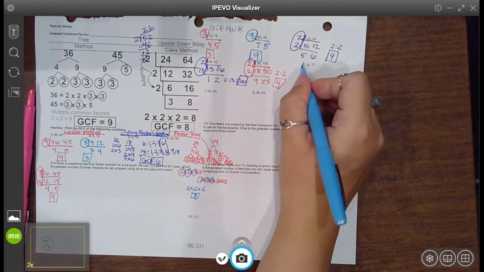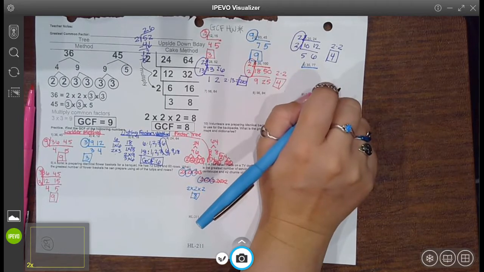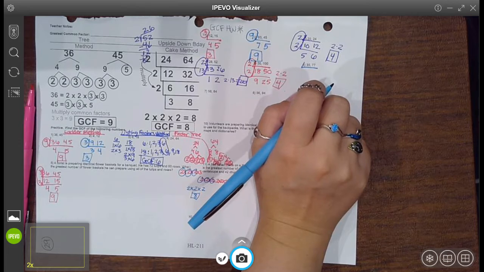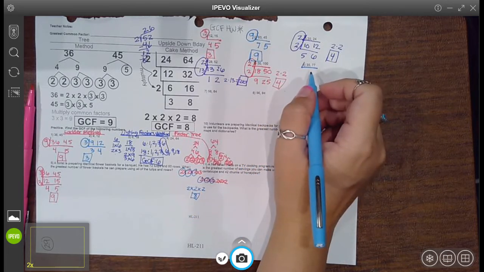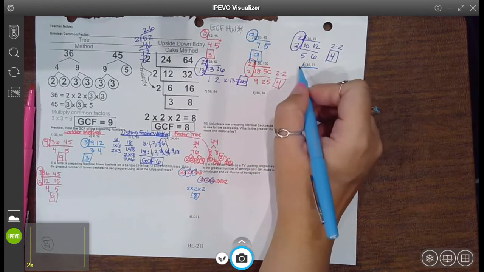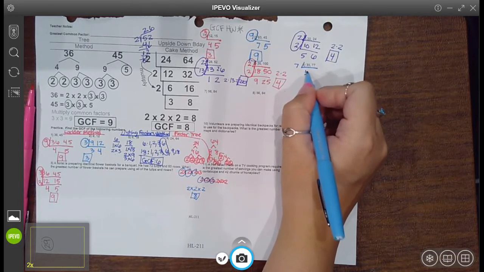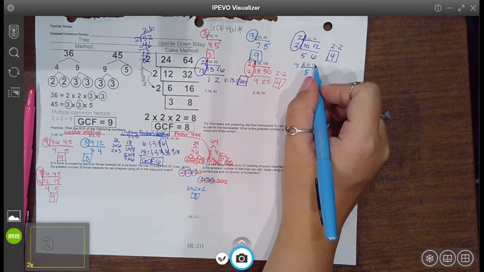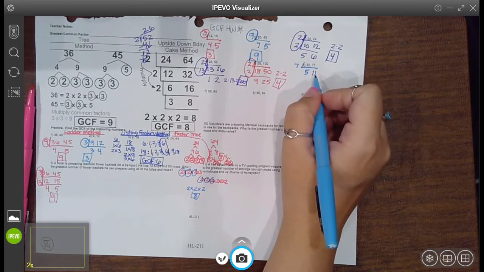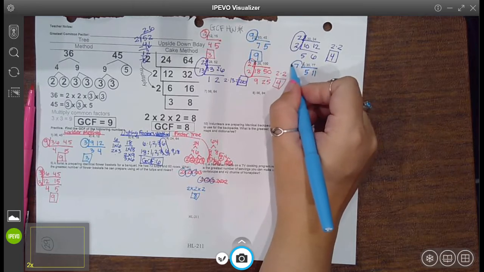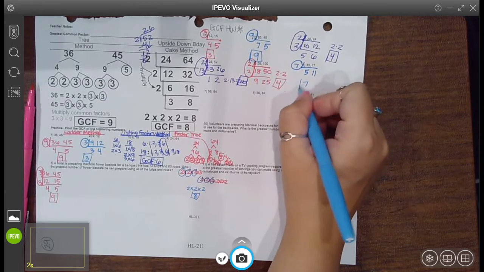Okay, next one. Remember, you can always speed up, pause, or slow down the video, whatever speed works best for you. What can go into 35 and 77? 7 can. 7 times what is 35? 5. And 7 times what is 77? 11. Can anything go into 5 and 11? No. So over here, that's my GCF. It's 7.